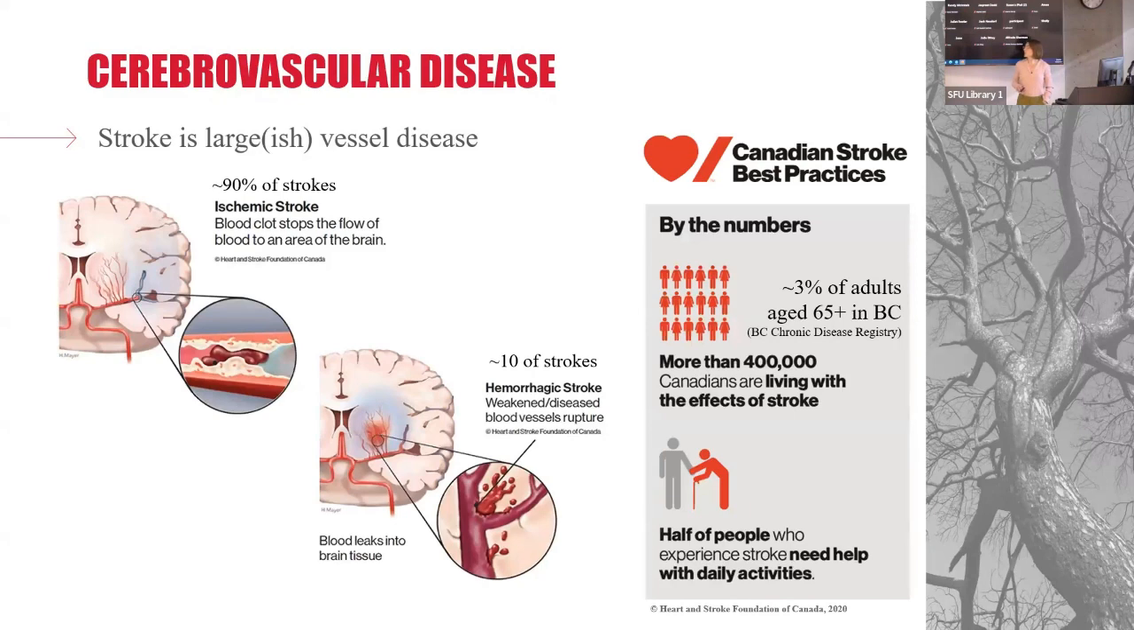So just some general numbers and statistics around stroke in Canada. This is a little infographic from the Heart and Stroke Foundation. Currently there's around 400,000 Canadians living with the effects of stroke. And from some of the data that I'm working with in the BC Chronic Disease Registry through the BC Centre for Disease Control, this translates to about 3% of older adults in BC who are currently living with the effects of stroke. And this is a really significant condition because around half of the people who survive a stroke will need help with their daily activities. So they'll have some form of chronic impairment as a direct result of the stroke.